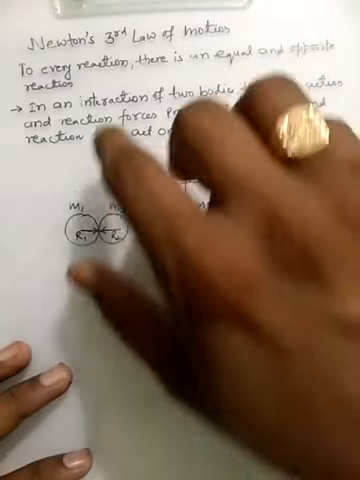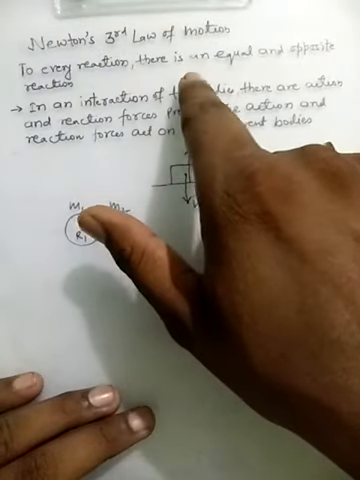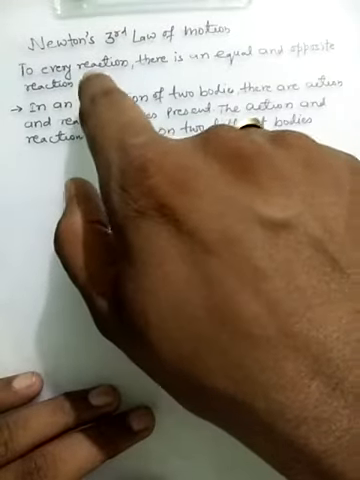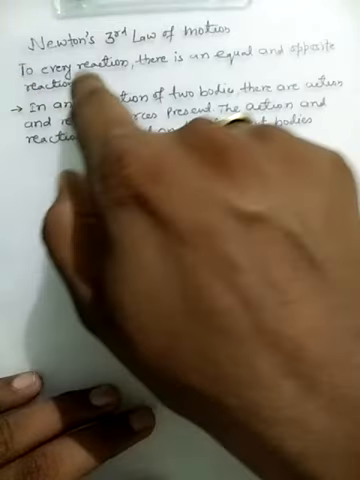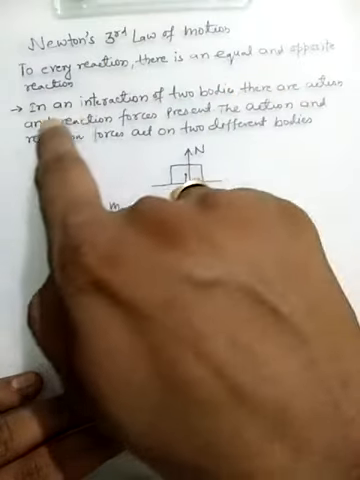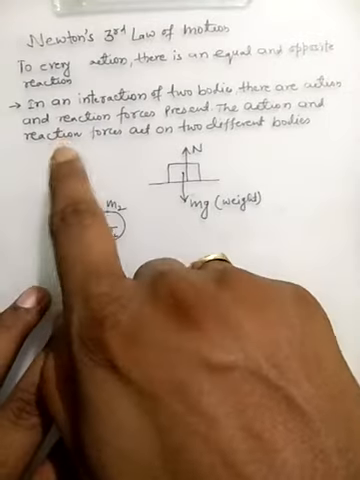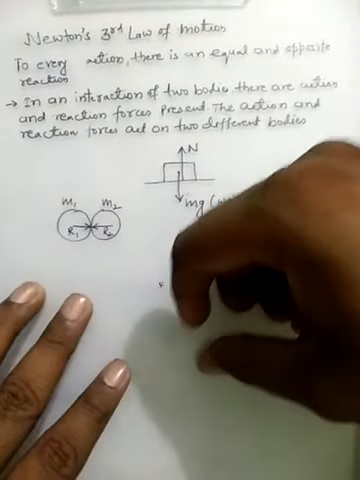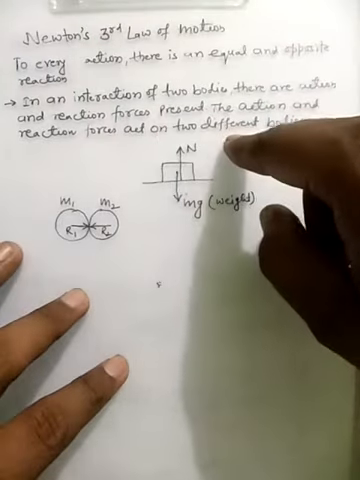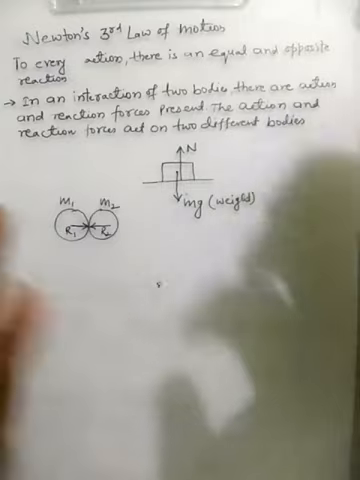Now we will discuss Newton's third law of motion. It states that to every action there is an equal and opposite reaction. In an interaction of two bodies, there are action and reaction forces present. The action and reaction forces act on two different bodies which are in physical contact.